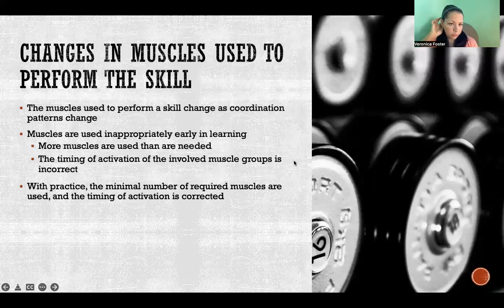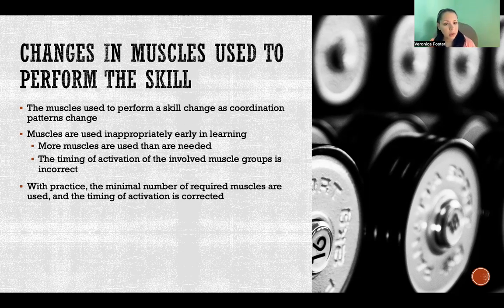Changes in muscles used to perform the skill. So as the coordination patterns we use change, so do the muscles that are being activated to perform that skill. Early in learning, when we're first learning a skill, we tend to use our muscles incorrectly. We use more muscles than we need, partly because we might be using extra muscles to freeze degrees of freedom, for example, or we might be using more muscles because we're trying to compensate for lack of coordination with increased force, which doesn't work to achieve the goal of the skill, but we tend to do that when it's early in the process and we're just learning.